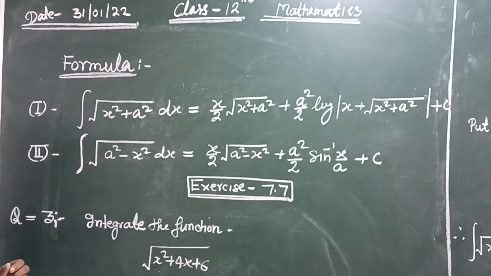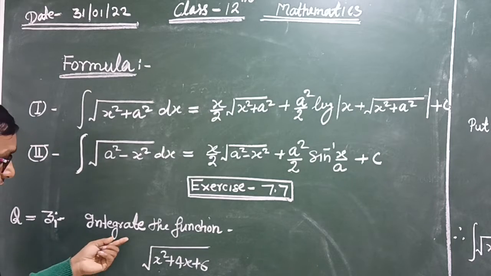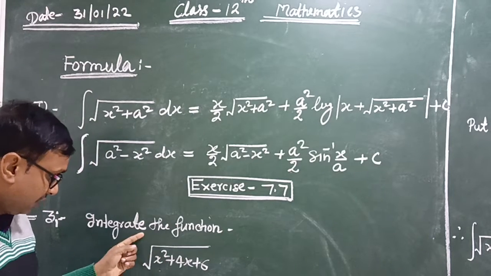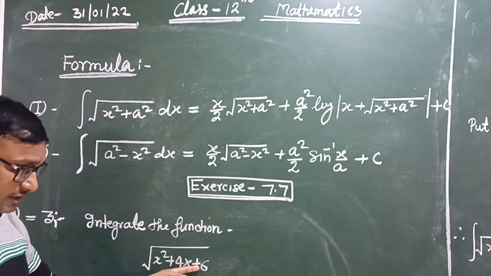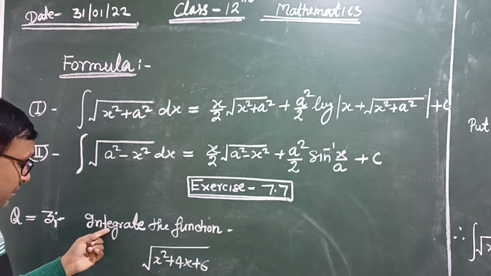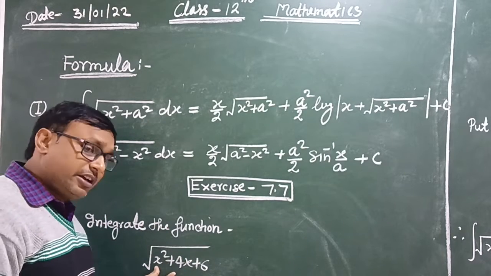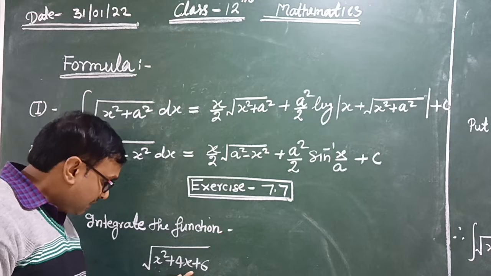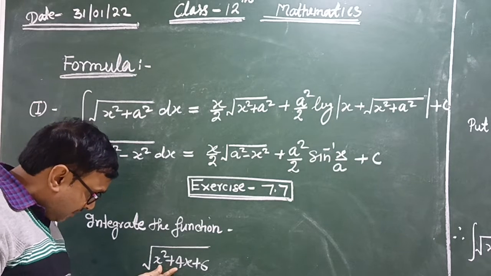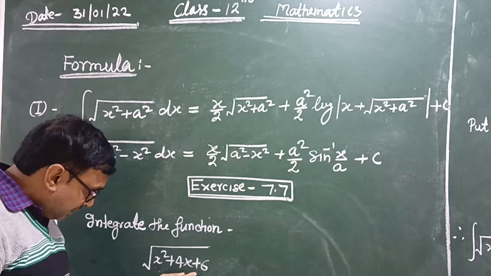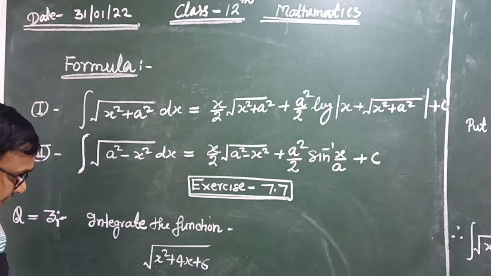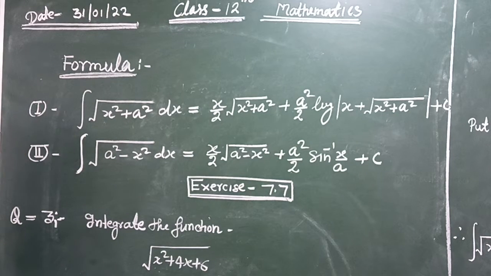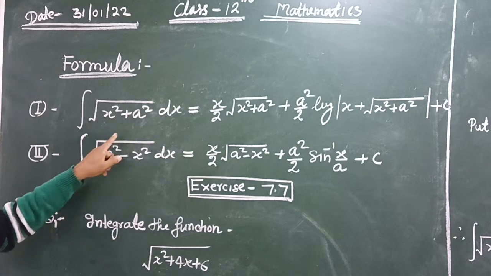So first we take question number 3. Integrate the function under root x square plus 4x plus 6. Here, inside the square root, a quadratic expression is given, that is x square plus 4x plus 6, but it is not in the standard form.